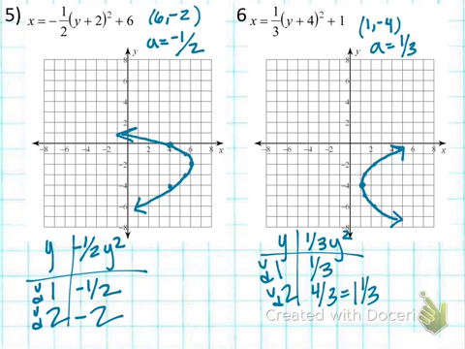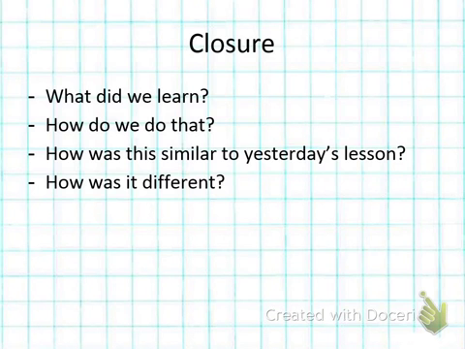Alright, so that was it for today's lesson. We also talked about some closure questions. So we learned how to graph sideways parabolas using the equation and the shortcut method with the table. It's similar to yesterday's lesson because the equation is very similar. The vertex is still HK. A still affects the parabola by making it wider or narrower.